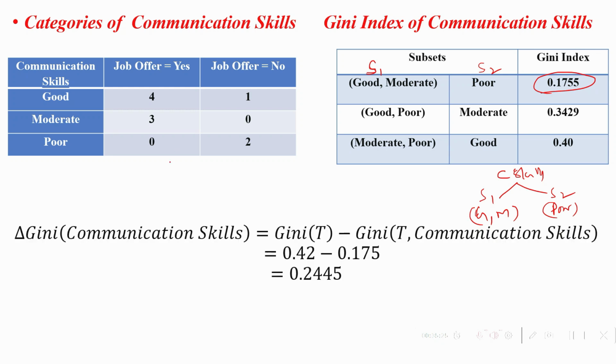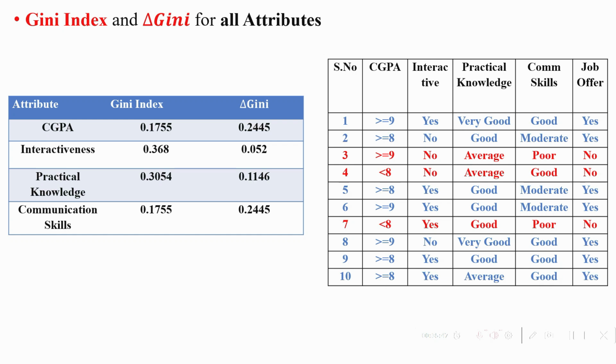Now we are finding the delta Gini value of communication skills, equal to Gini of the target variable minus Gini of the target variable with respect to communication skills. Here the communication skills value is the lowest value. So that is 0.42 minus 0.175, that is equal to 0.2445. Like that we are finding all the delta Gini values and corresponding Gini values.